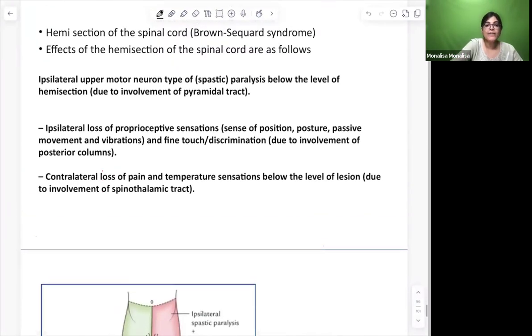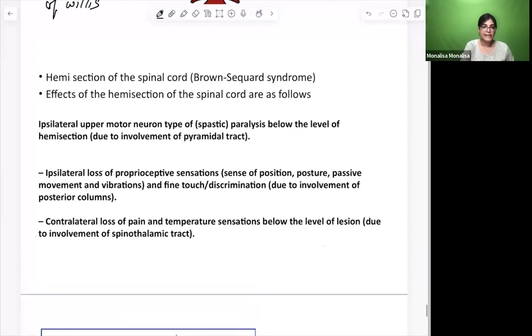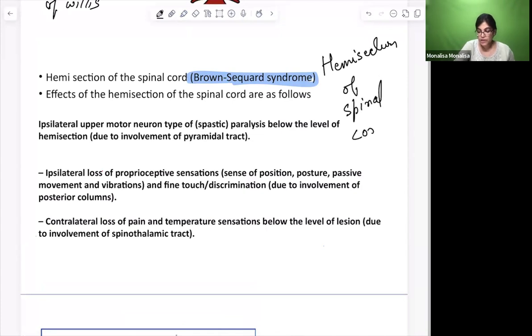Now, for the neuroanatomy part, three syndromes are very necessary. One is Brown-Sequard syndrome. What do you understand by Brown-Sequard syndrome? It is a condition of hemisection of the spinal cord in which there will be three abnormalities.